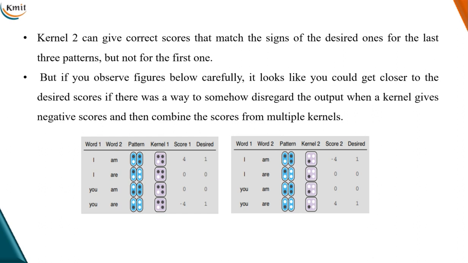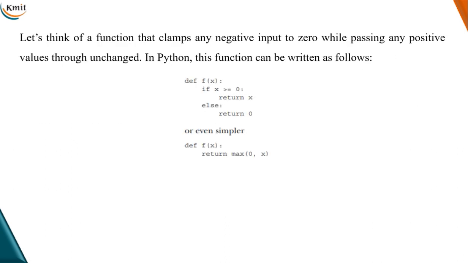Here in this case, for the last one, for kernel 1, the score 1 last column is negative. In case of kernel 2 and score 2, the first column is negative. So we will combine the scores from multiple kernels. So how do we do this? In order to combine this, we use a simple function.